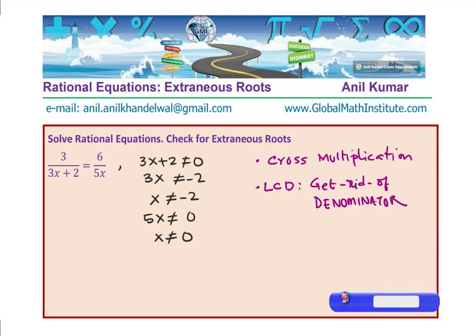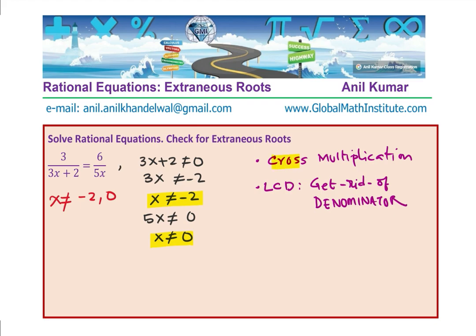So in this case, we have two restrictions. One, x is not equal to minus 2 by 3. The other one, x is not equal to 0. So let's write down our restrictions: x is not equal to minus 2 by 3 and 0. In case you get that as your solution, it will be an extraneous root. You get an idea. Now, out of these two approaches, whenever we have proportions, we use cross multiplication.